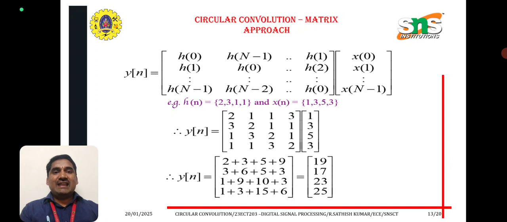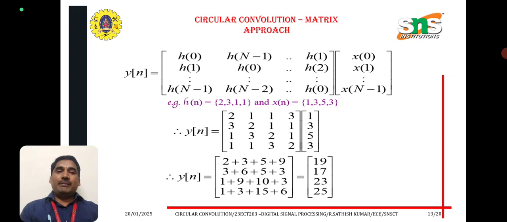Now we can see the same problem as a sequence in terms of the matrix approach. y of n is equal to 2, 1, 1, 3. Again 3, 2, 1, 1, 1, 3, 2, 1, 1, 1, 3, 2. Then 2, 3, 1, 1. Again we can shift it by the last element: 1, 2, 3, 1, and then 1, 1, 2, 3, and then 3, 1, 1, 2. 1, 3, 5, 3 is another sequence.